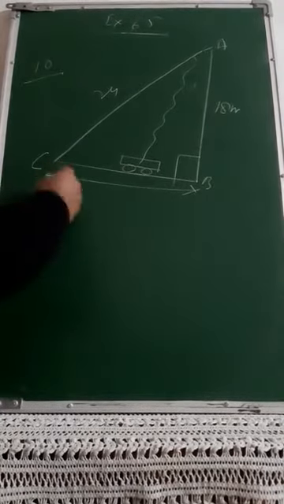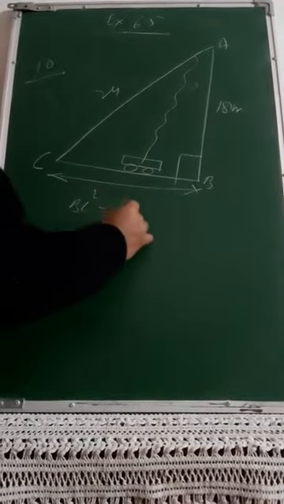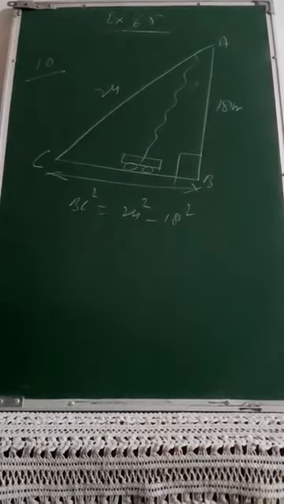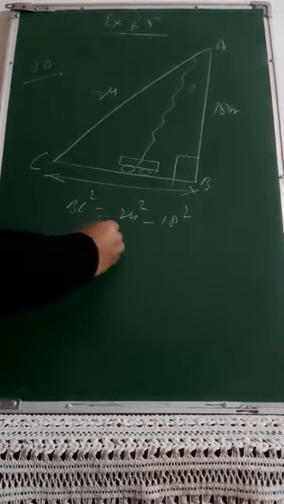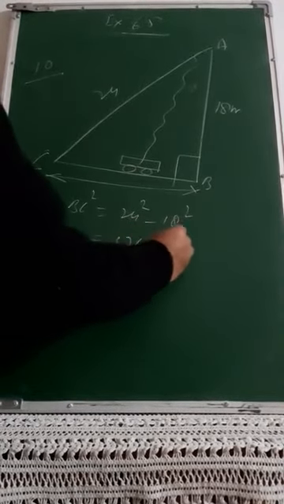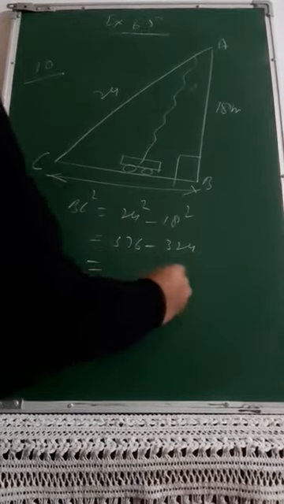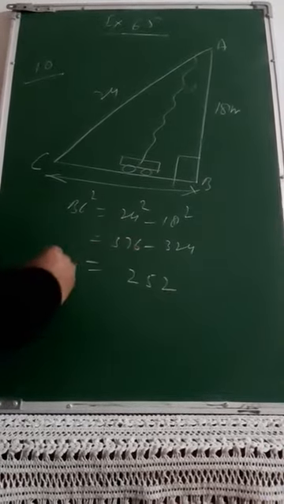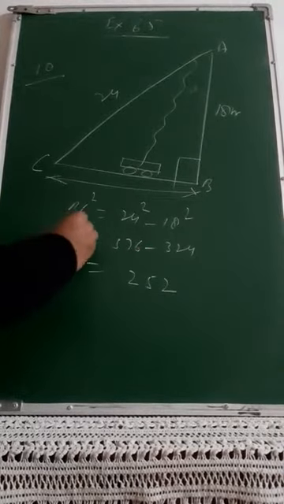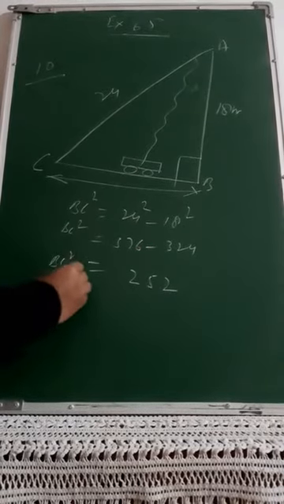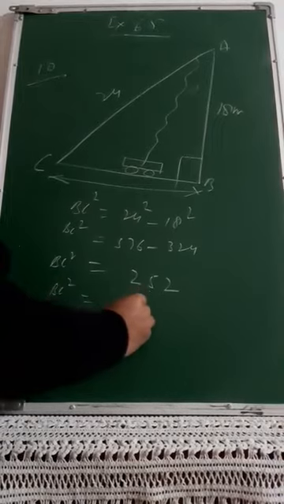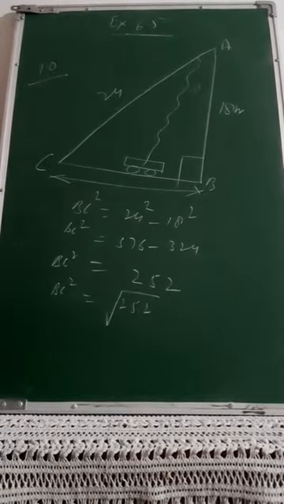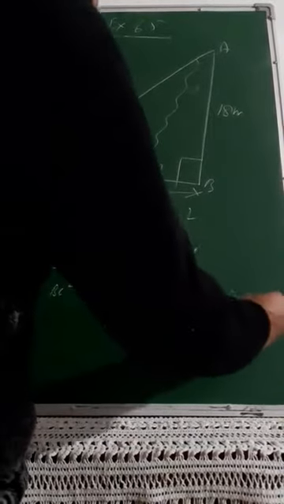Now BC square again will be equal to what? 24 square minus 18 square, and that you can calculate. This is 576 minus 324, 252 BC square. So BC square will be equal to 252 under the root. Now this is not a perfect square, so what you can do is you can go for the prime factors.